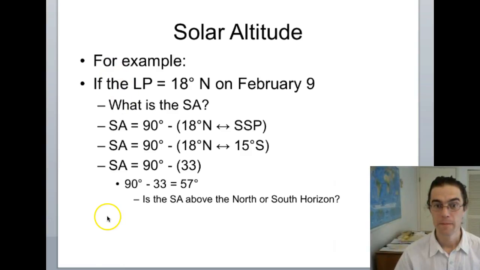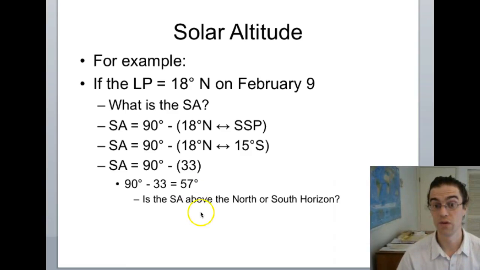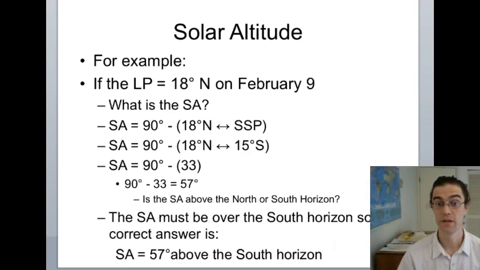90 degrees, take away the 33. Different hemispheres, so we add those. 18 plus 15 equals 33. 90 minus 33 is 57 degrees. Now we think through, so our solar angle, the angle in the sky at noon of the sun, we don't express this as a latitude. It's not 57 degrees north or south. It's just an angle in the sky. But we do think through, is it a solar angle above the north or the southern horizon? The solar angle must be over the southern horizon. So the correct answer is solar angle equal to 57 degrees above the southern horizon. Why must it be above the southern horizon? Well, we're in the northern hemisphere.